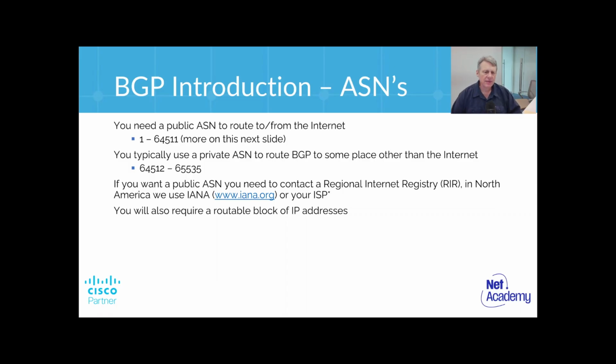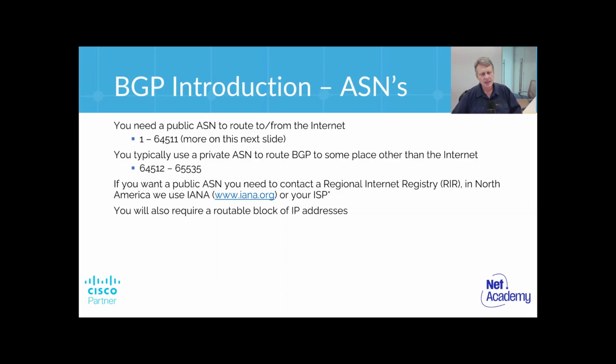So in addition, if you want to connect to the internet, in addition to the public ASN, you're going to need a publicly routable block of IP addresses. You're going to need to register your ASN with something known as a regional internet registry, or RIR. Here in North America, I'm in Southern California myself, we typically use IANA. You may, depending on your situation, also be able to do this through your ISP.